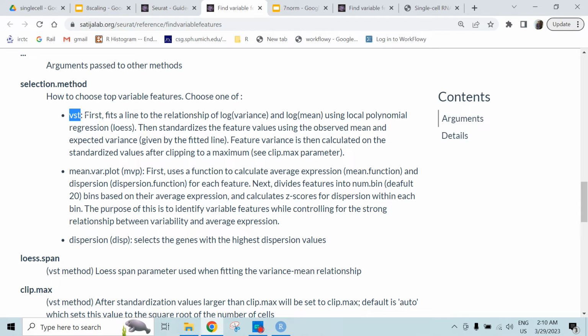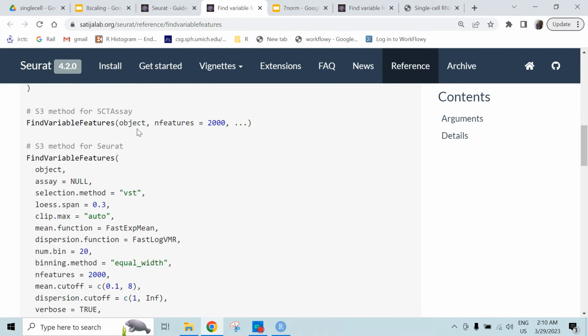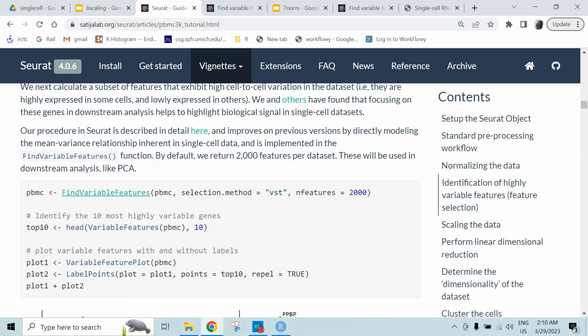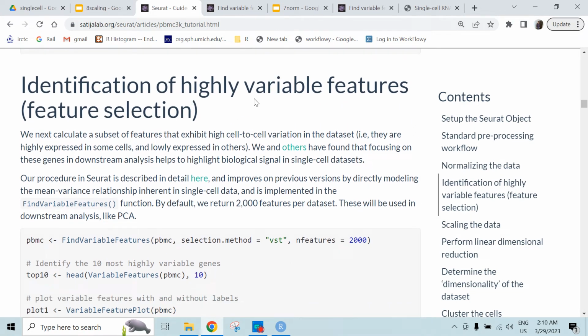So the method is the VST method, where you see that it fits a line to the relationship between log of variance and log of mean. Mean is the center point, whereas variance is the spread, how much variation there is in the data. Between these two, it tries to fit a line, and then it standardizes. Based on the fit equation, it will re-modify the values.